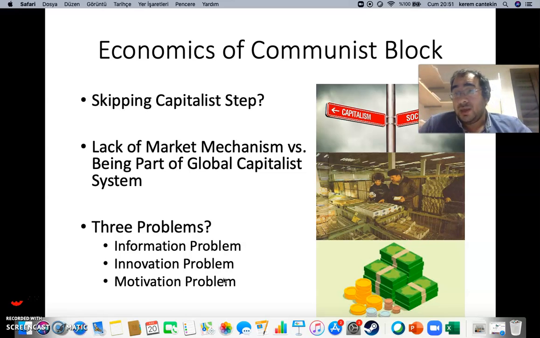The innovation problem is basically that companies don't have any reason to innovate when they don't have competition, or even if they want to innovate, those innovations won't be according to the demand of the people. When people demand more of a product, you get the signal that a more improved version of that product might be beneficial, so you make innovations accordingly.